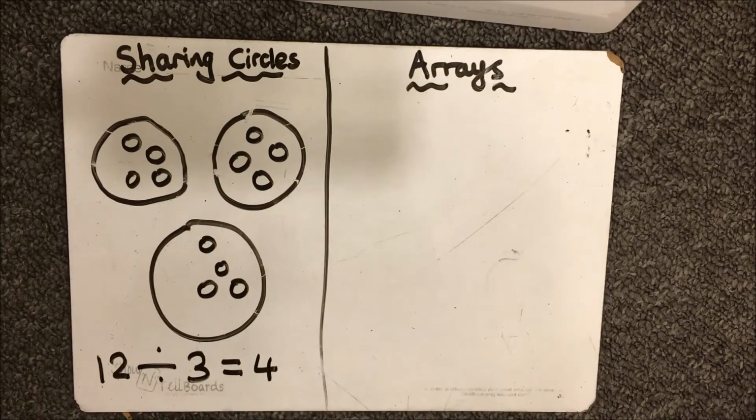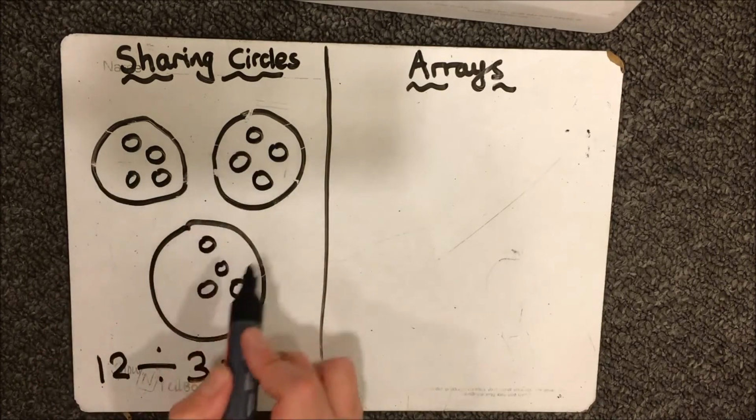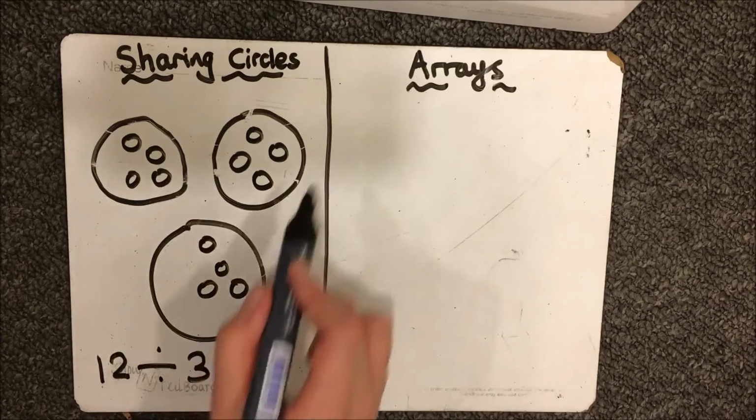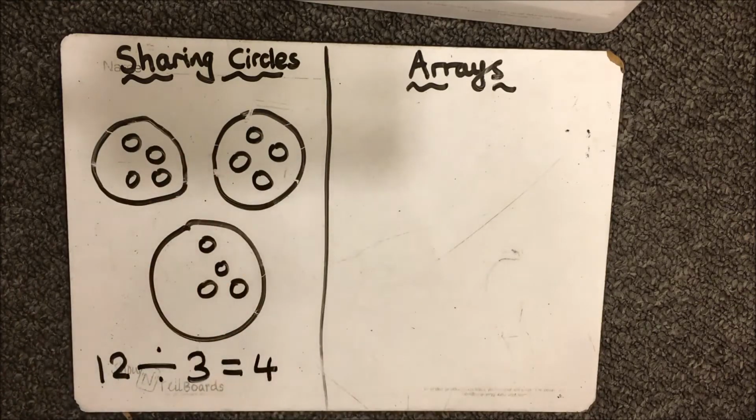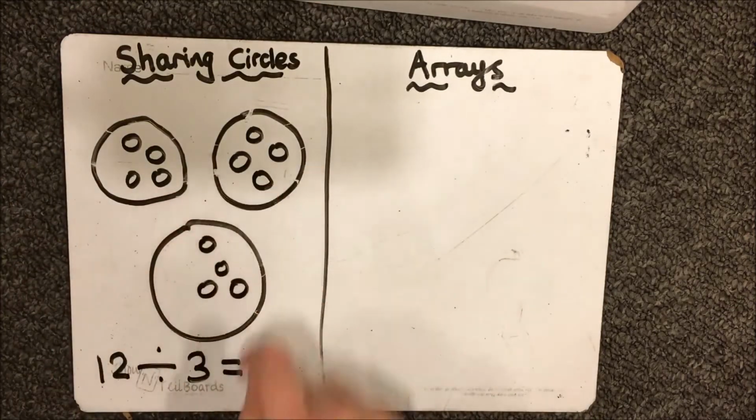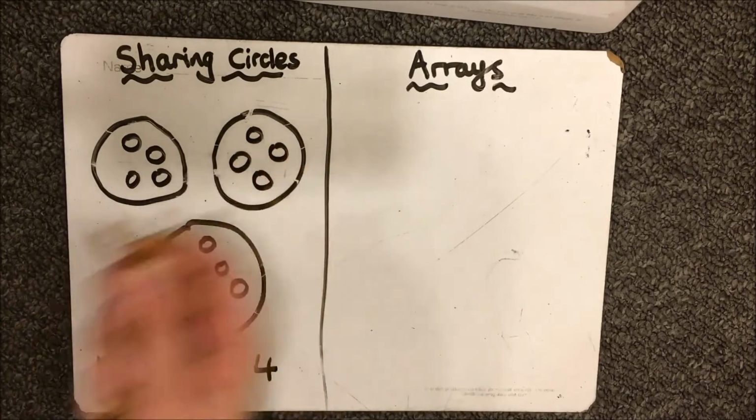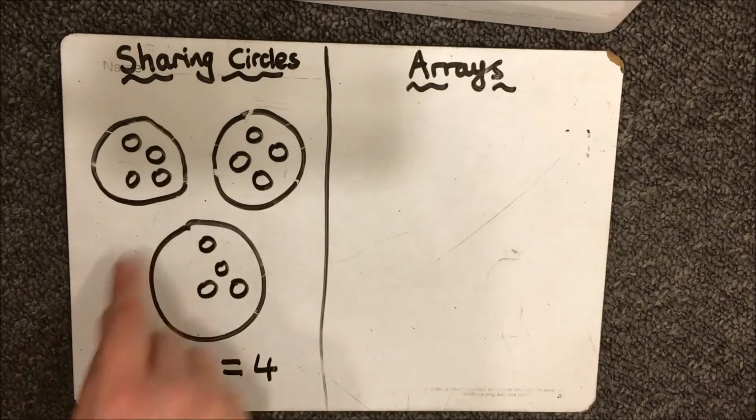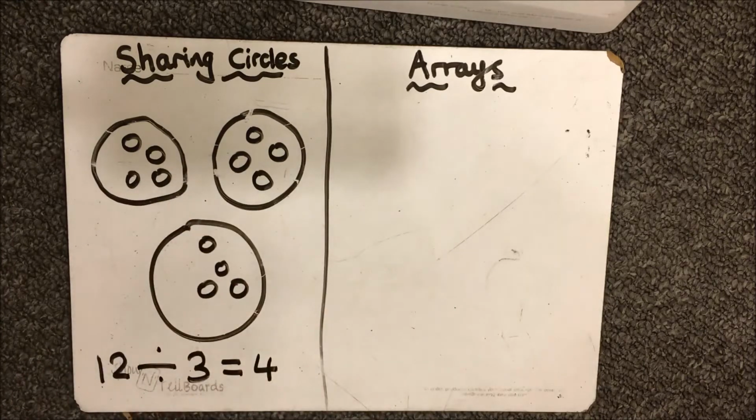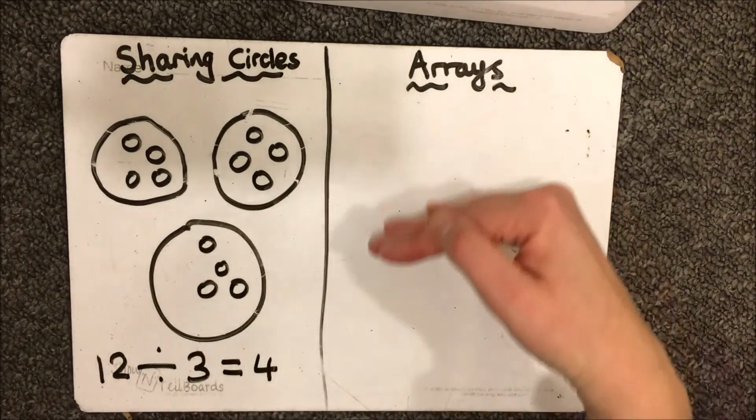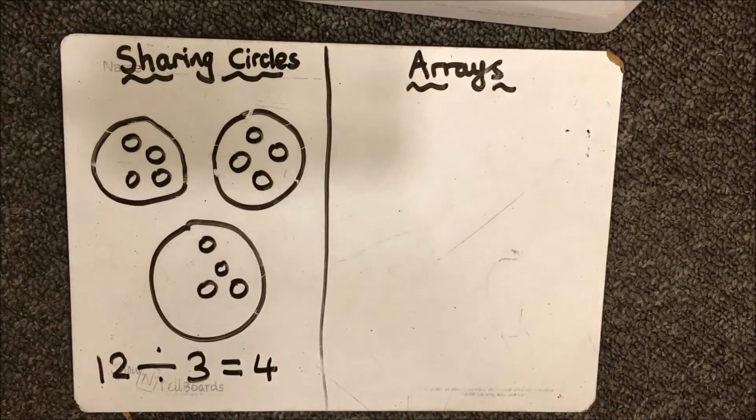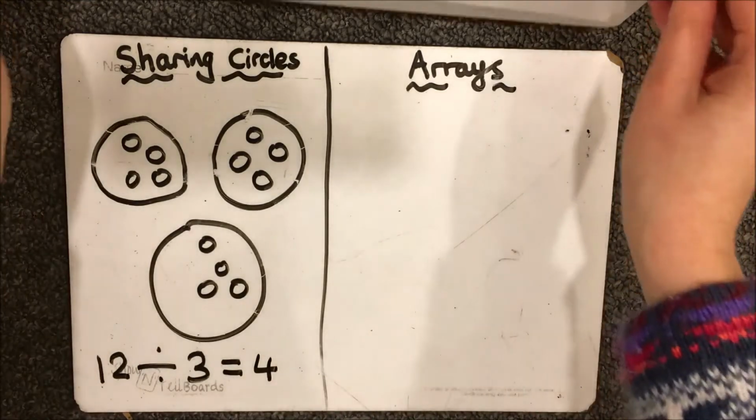Have I got the same number in each group? 1, 2, 3, 4, 1, 2, 3, 4, 1, 2, 3, 4. It's the same. 12 children shared between 3 groups is the same as 4. It's a bit trickier because here I counted out 12, so I just shared them out. Here I had to share them out and count at the same time. We can also show this as an array. Do you remember yesterday when we had our lines to help us? We're going to use the same word problem, 12 children shared into 3 groups.